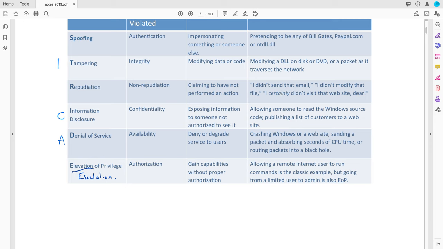So spoofing is impersonating something or someone else. Okay, so you say that you're somebody else. So think of the social engineering example. You show up at a company, you're dressed like an IT worker, but you're not actually an IT worker and you want access to IT. Okay, so that's a form of spoofing attack.